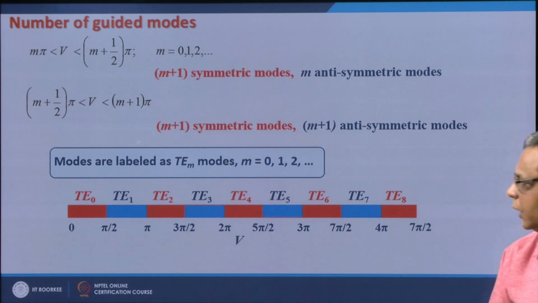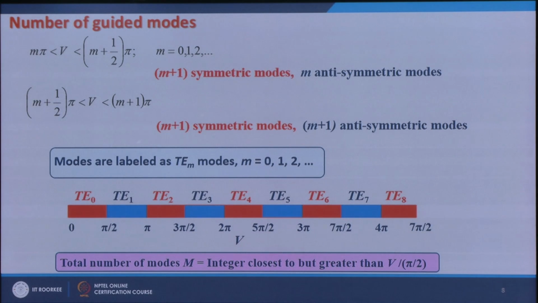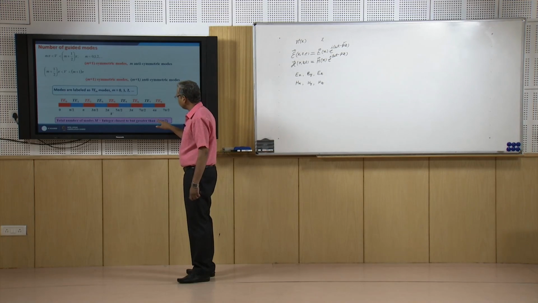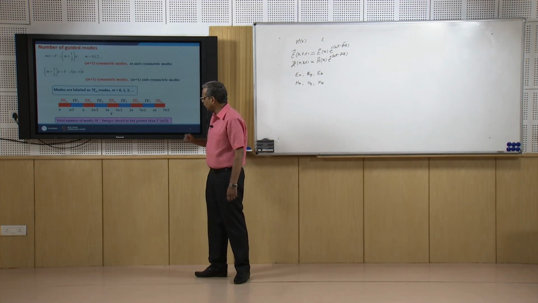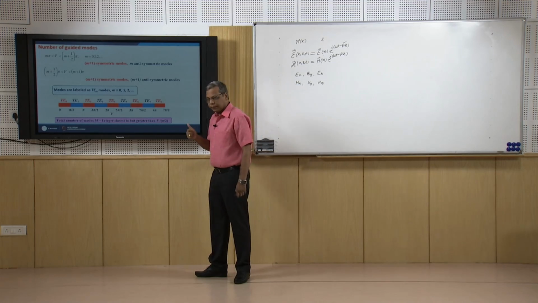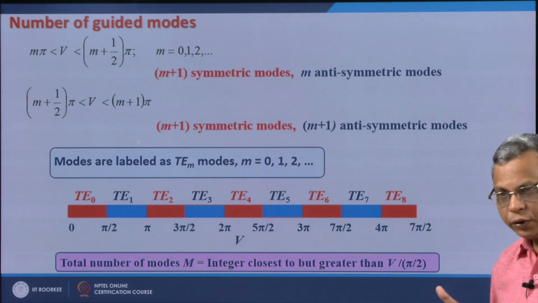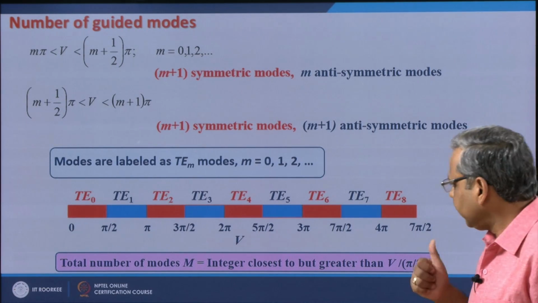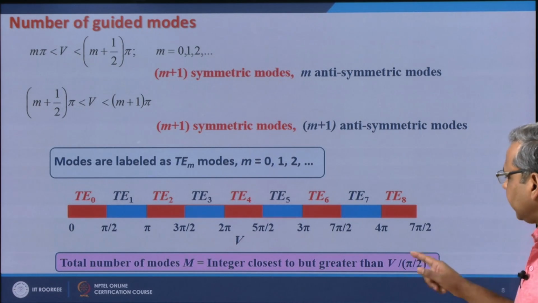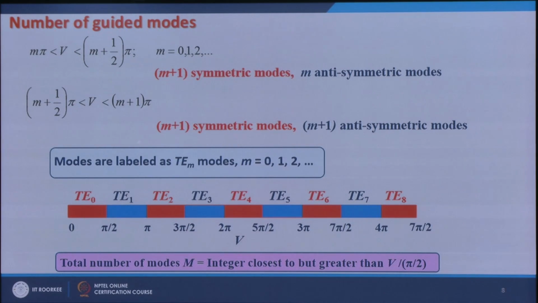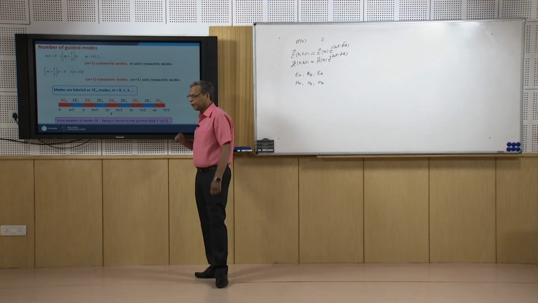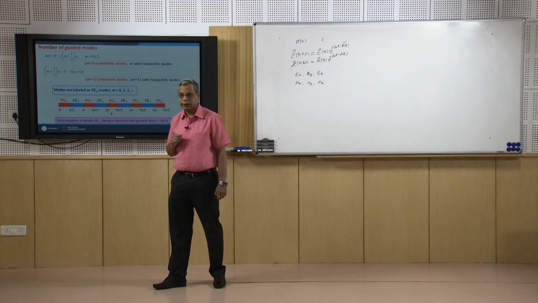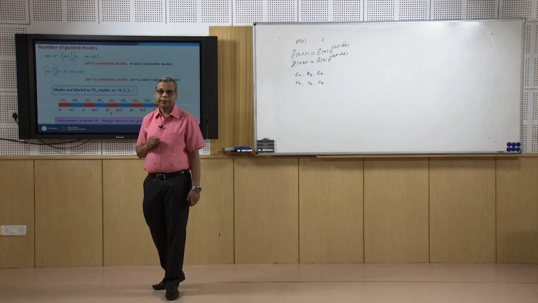So, in general if I know the value of V, then the total number of modes can be found out by dividing this V by pi by 2. So, I divide this V by pi by 2 and get a number, then the number of modes would be an integer closest to but greater than that number. So, if this V over pi by 2 comes out to be 2.1, then the number of modes would be 3.